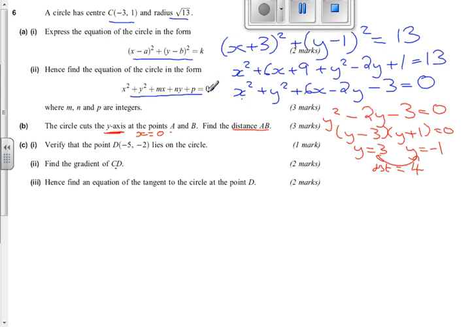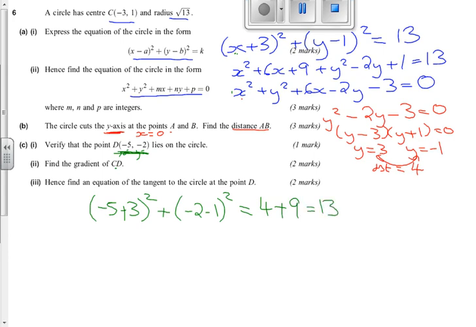On we go to verify that D, this point here, lies on the circle. So we need to substitute x equals minus 5 and y equals minus 2 into one of our circle formulas. We could do the long one there, but it's probably quicker to do the easy one there. So let's try that. We've got minus 5 minus 3, minus 5 plus 3 all squared, and minus 2 minus 1 all squared. And what's that giving us? 2 squared is 4, minus 3 squared is 9, and gives us 13, which is just what we wanted.